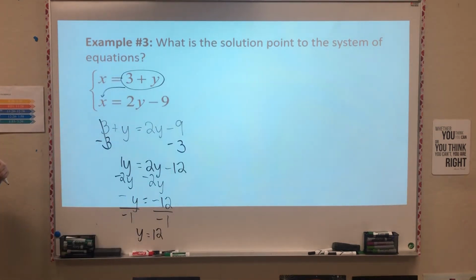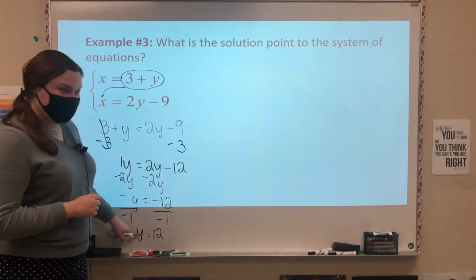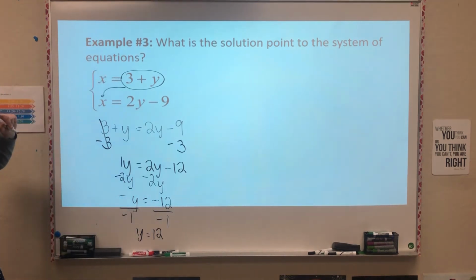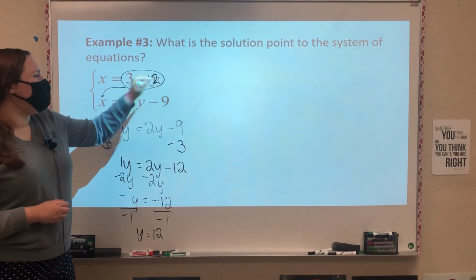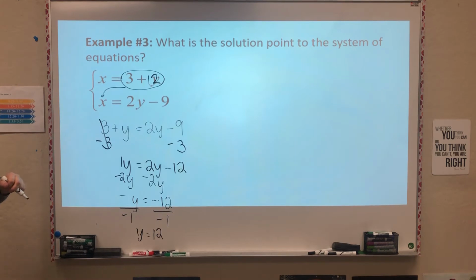Final answer? Well, it could be, because we can substitute y with 12. So we've got part of our answer. How does that help? When you do that, because x is by itself, whatever you get after you do the math on the other side is just what x equals. So if I do that, it'd be x equals 15.